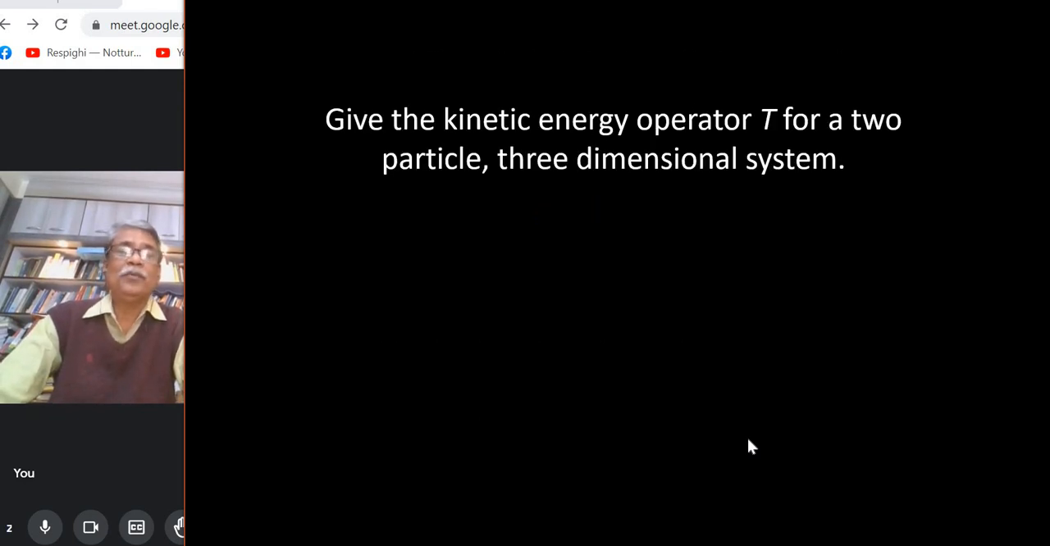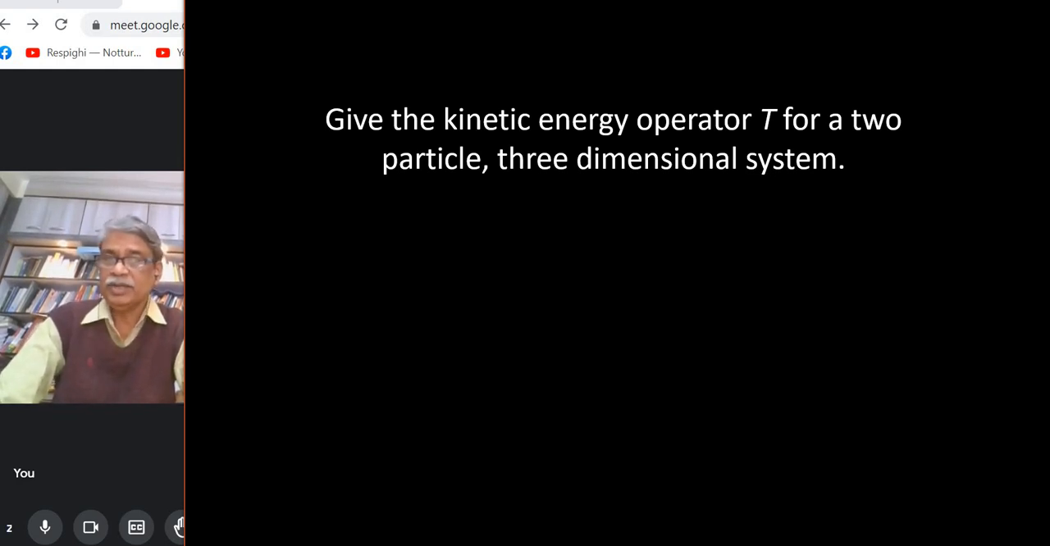Give the kinetic energy operator T for a 2-particle 3-dimensional system. So kinetic energy, as you know, is p squared by 2m, and p is the momentum operator, and that is h bar by i d/dx. So p squared is (h bar by i d/dx) whole squared. That means minus h bar squared d2/dx2, and then by 2m. So minus h bar squared by 2m d2/dx2. But that is for only x.